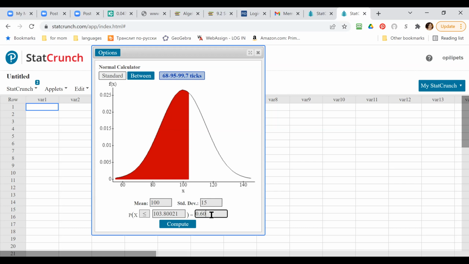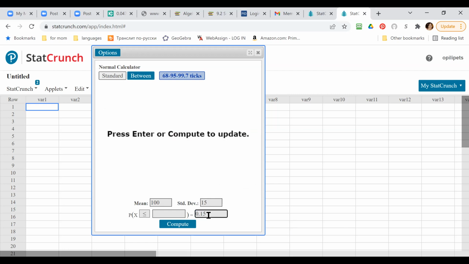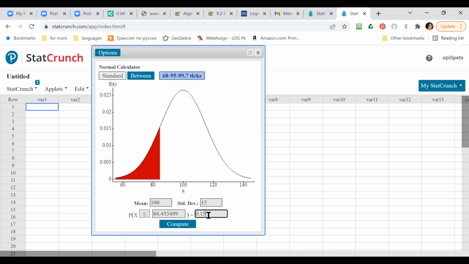Okay, now for question B, we want to find the IQ score separating the top 85%. So alpha is 0.85. We could either do that and change the sign to greater than, but I actually want to keep the sign, but instead of 85%, I'm going to put in its complement of 15% into the probability field. And that gives me 84.45. So the score of 84.45 separates the bottom 15% from the rest of the population.